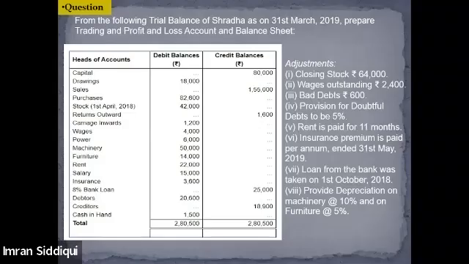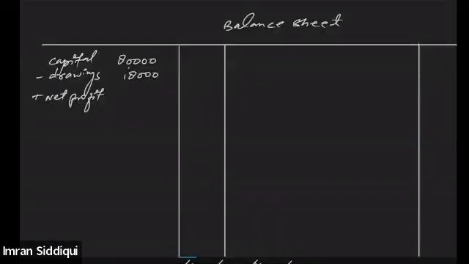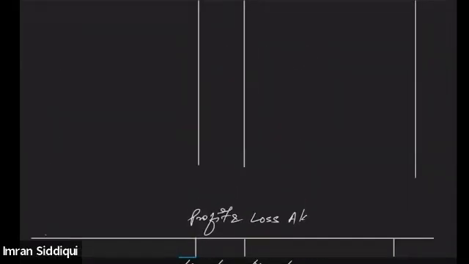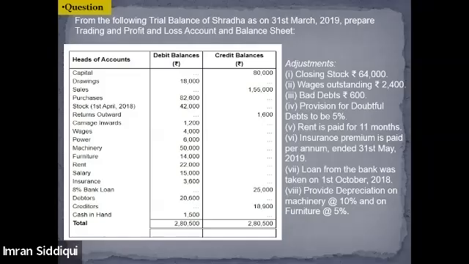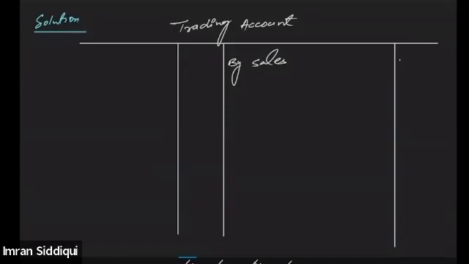After that, we have the value of the sales. And as far as I'm able to see, I don't see any adjustment entry regarding the sales. So we can directly write down the value of the sales in the trading account. Sales, and this is 1,55,000.